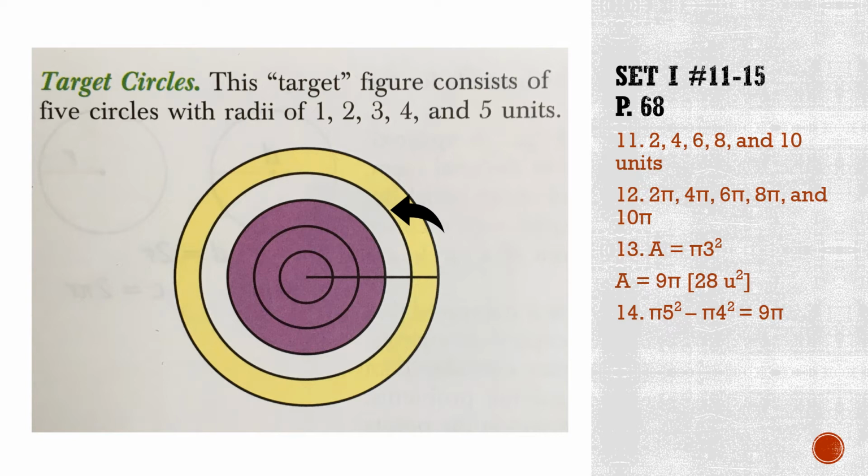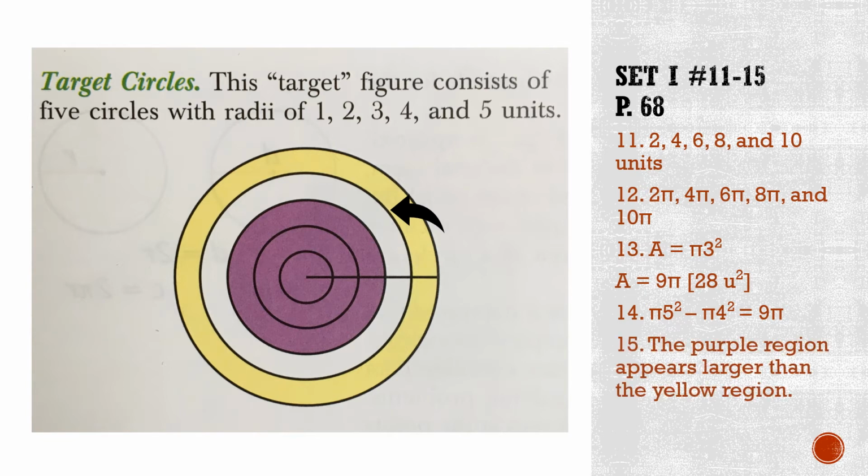And finally, number 15 asks, why do you suppose that this figure sometimes appears in books on optical illusions? And the answer for this might vary a little bit from student to student, but generally the idea here is that although the purple region looks a lot larger than the yellow region, what we actually have just discovered here by solving 13 and 14 is that they have the exact same area.